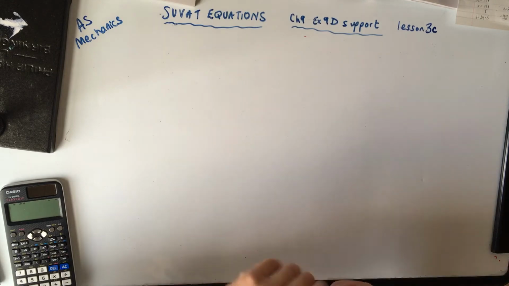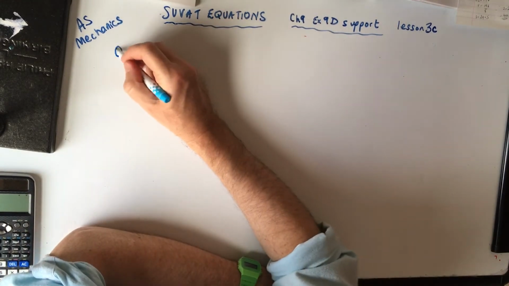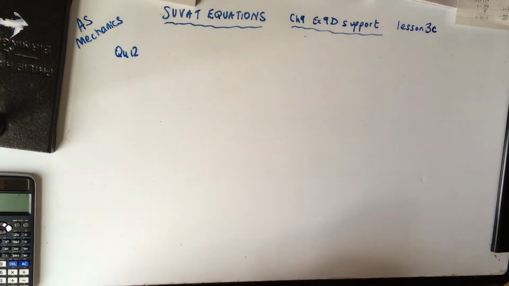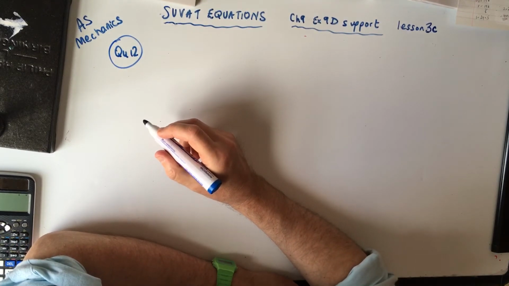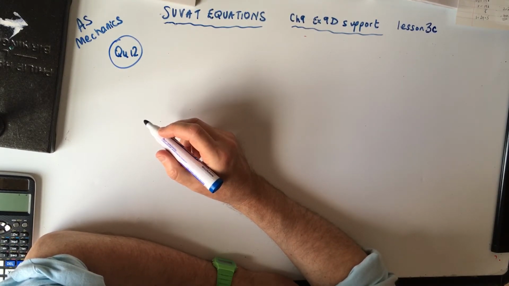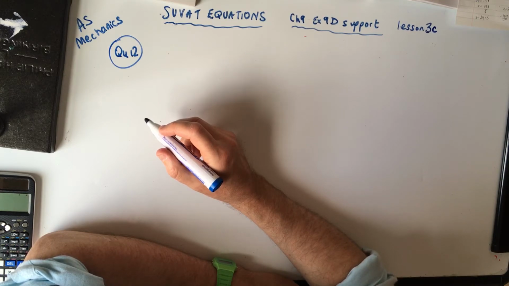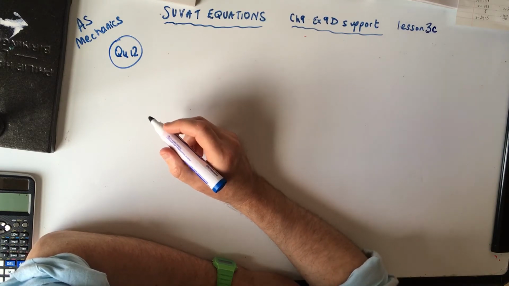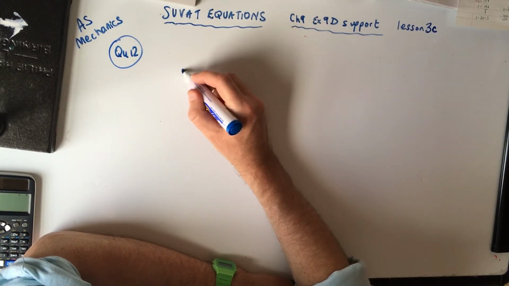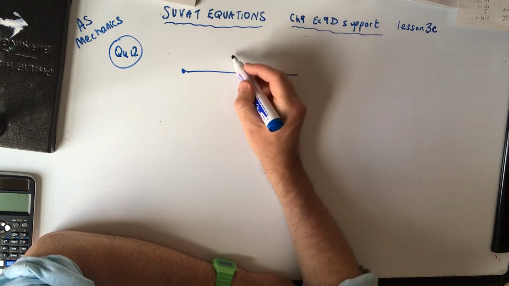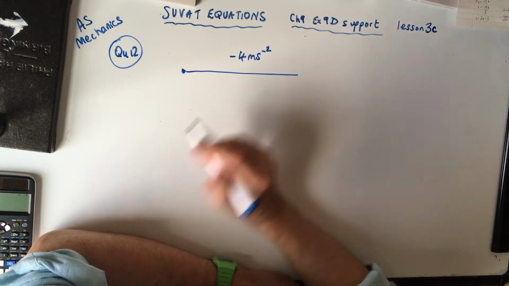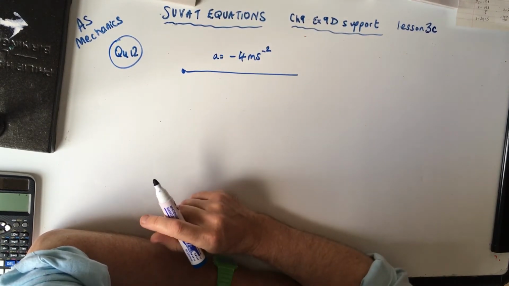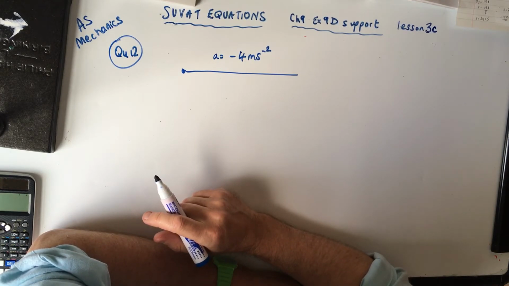So here we go. Number 12 is a particle P moving along the x-axis with constant deceleration of 4 meters per second. So its acceleration is minus 4 meters per second. And at time t equals 0, P passes through the origin.